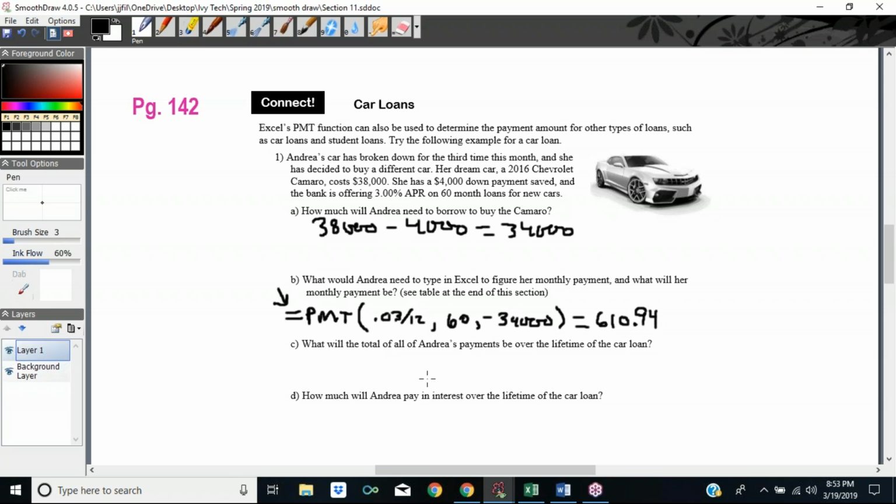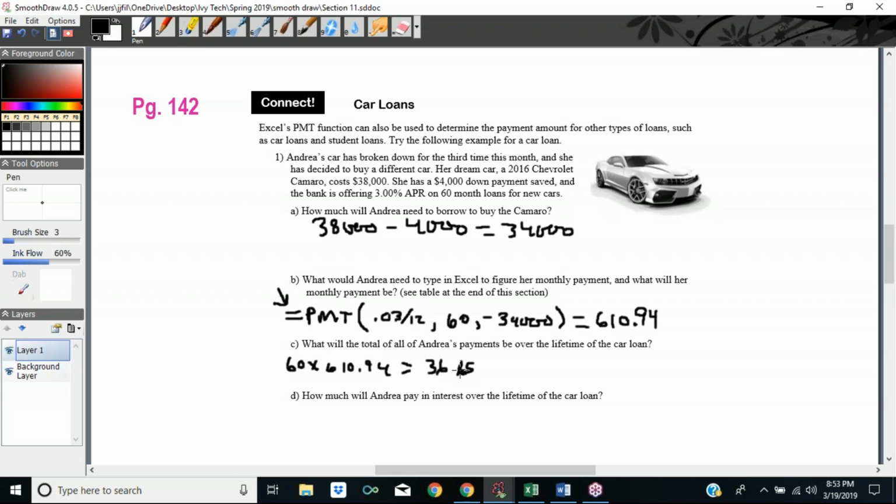So it says, what will the total of all Andrea's payments be over the lifetime of the loan? So we're going to take 60 payments times that 610.94, and she'll pay about $36,000.